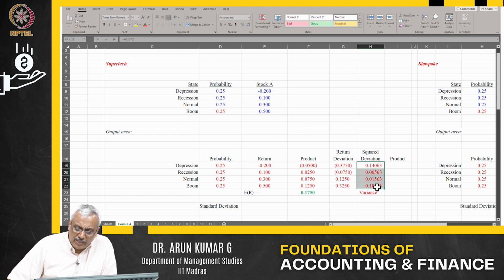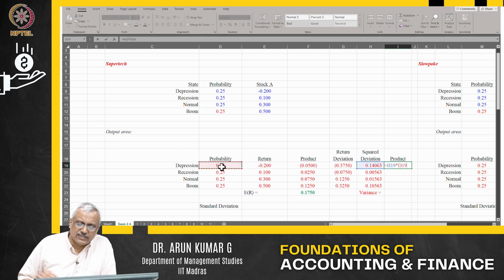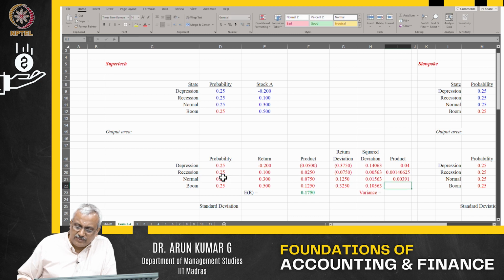But what is the probability of the squared deviations occurring? There is a probability here, and there is a squared deviation. There is a probability that the squared deviation occurs. What is the probability that the squared deviation occurs? I need to look at it, and it is basically multiplied by the probability out there. So, what are we looking at in this particular case out here?